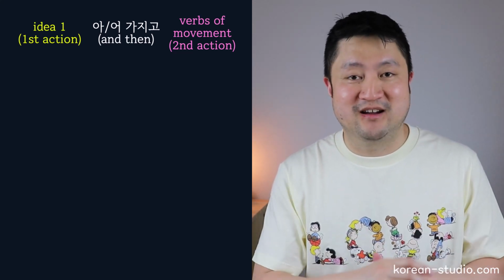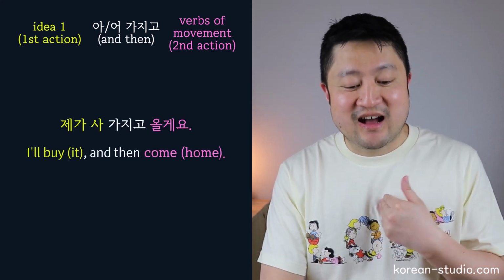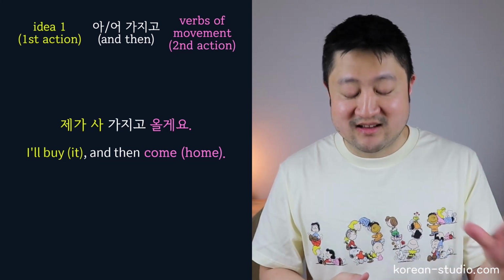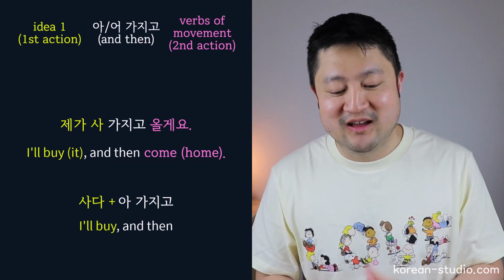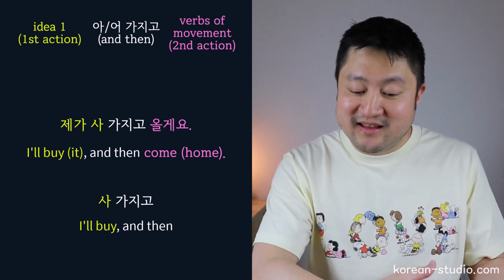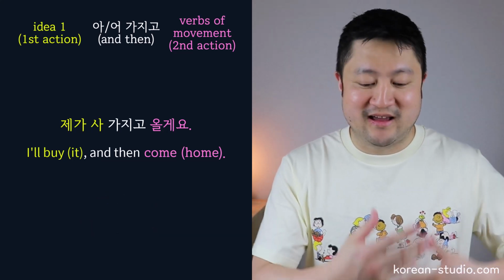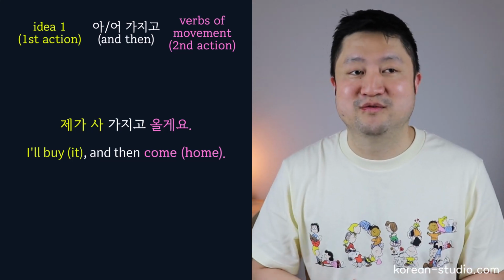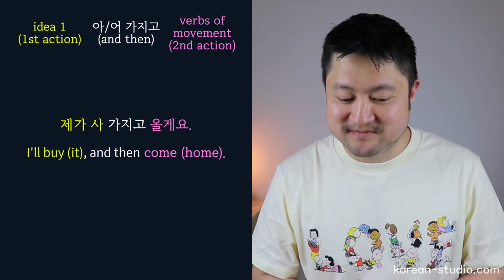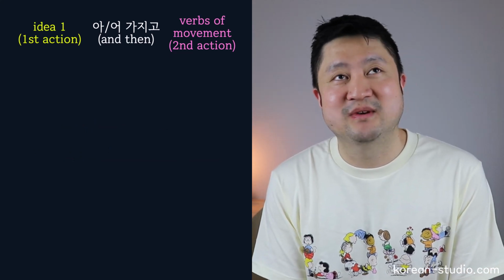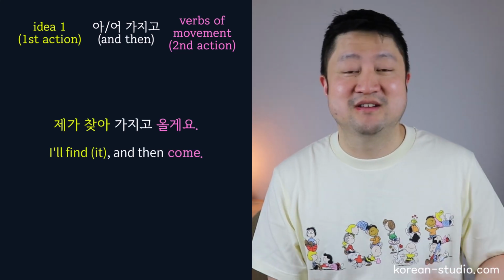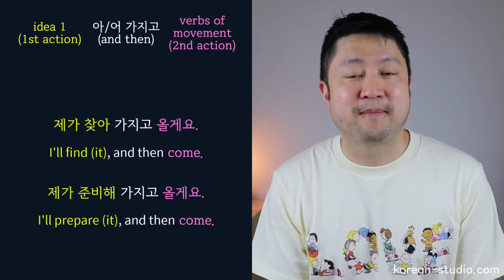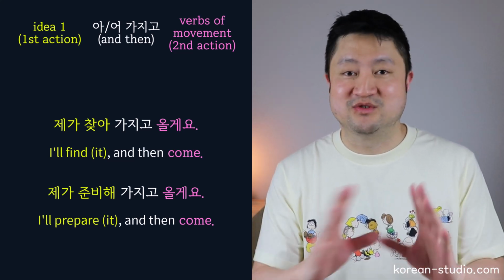And we can use 어/아 가지고 to make these sentences. So we can say, 제가 사가지고 올게요. I'll buy it and come home. 제가 사가지고 올게요. So in this sentence, we combine the verb 사다, to buy, with 가지고 to form 사가지고. So we're saying I'll buy it and then 올게요, which combines the verb 오다, to come, and again 을게요. So 올게요 means I will come. And that way of saying I'll do this and then I'll go or I'll come is a really common way of using 어/아 가지고 in Korean to sequence two actions. And just to give you some other examples, we can say I'll find it and come: 찾아가지고 올게요 is another common way of using it. We also say quite often, I'll prepare it and come: 준비해 가지고 올게요. 제가 준비해 가지고 올게요. So that's a really common way of using 가지고 to sequence actions.